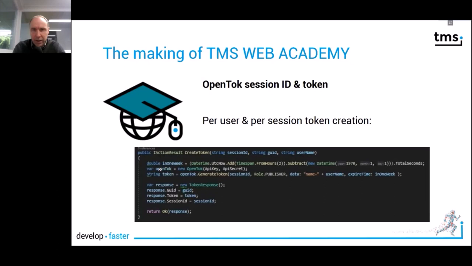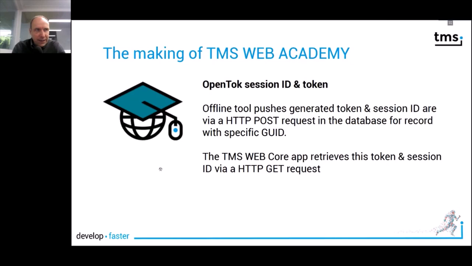As I explained, this is an offline tool. So this is a Windows .NET application that receives from our server, again, through an HTTP request, all the users who have registered for this webinar. It gets this information and it will, for each participant, generate such a token. And when it has generated this unique token, it will post this token to the server.